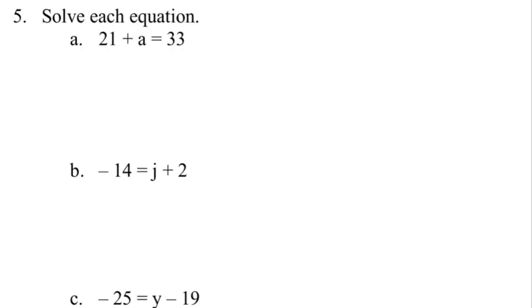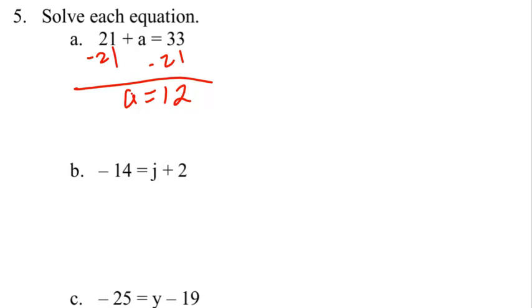Question 5. Solve each equation. So here we're using the properties of equality. The opposite of adding 21 is subtracting 21. So I do that on both sides. And so doing that, I'm left with a on the left side, and 33 minus 21 is 12.